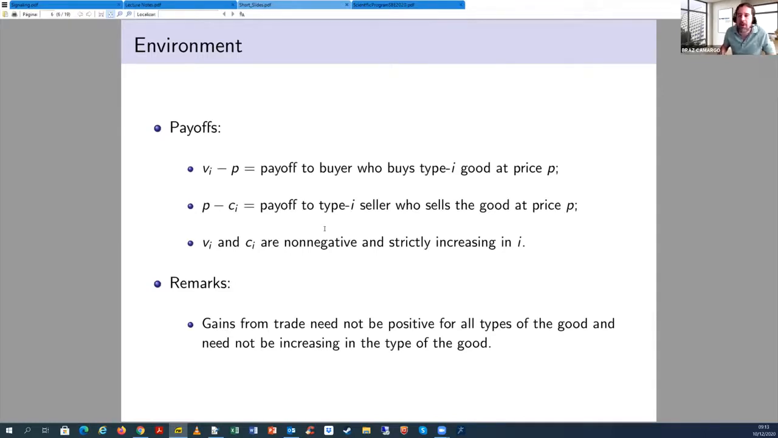We depart from the literature in that our framework is flexible enough that we can allow for the difference Vi minus Ci, which is a measure of gains from trade. We do not need to assume, as is fairly standard in this literature, that this difference is increasing in I. In fact, we may even have negative gains from trade for some types of the good. But I'm not really going to have much chance to emphasize this in the presentation.